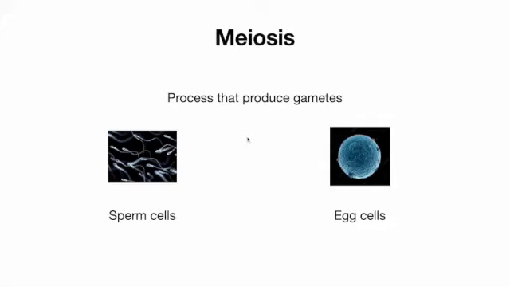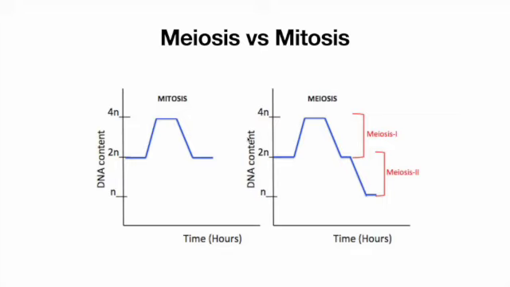I will share about meiosis. Meiosis is a process that produces gametes, such as sperm cells and egg cells. And what's the difference between meiosis and mitosis?